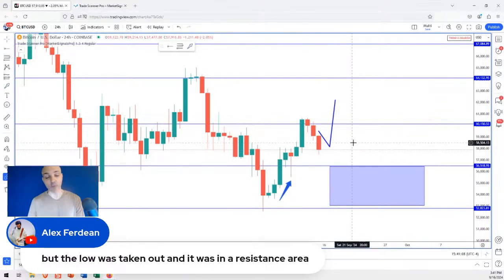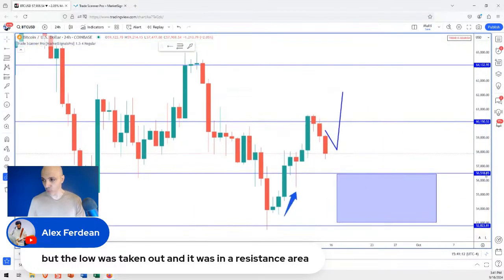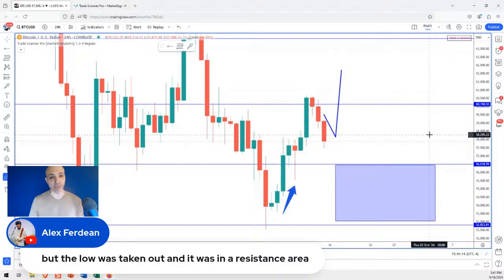Again, this is very valuable training. I shouldn't be doing this for free, but this is important because this is all going to tie into how you use the Trade Scanner Pro. I'm showing you this on the swing trade time frame, but these concepts you have to be able to apply to smaller time frames in order to use the Trade Scanner Pro effectively.